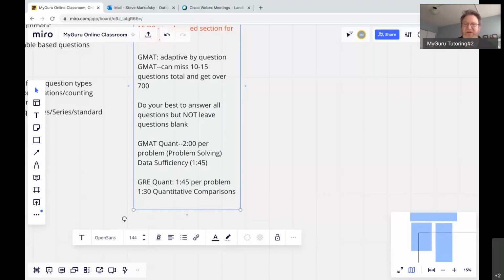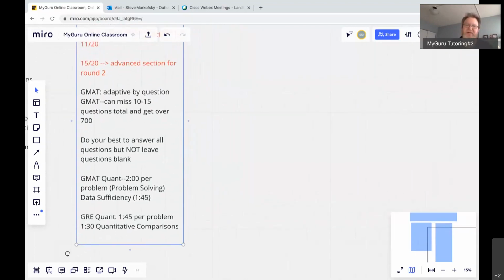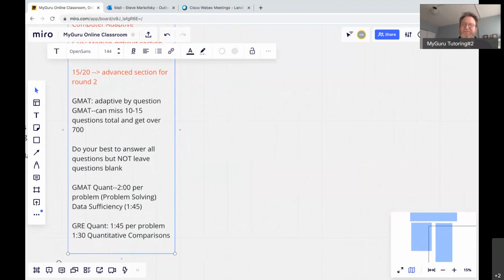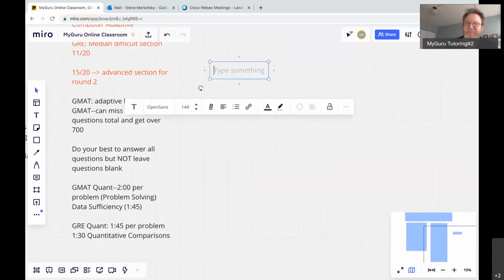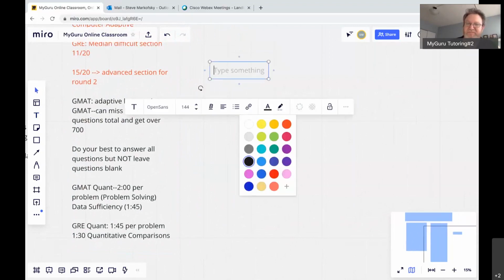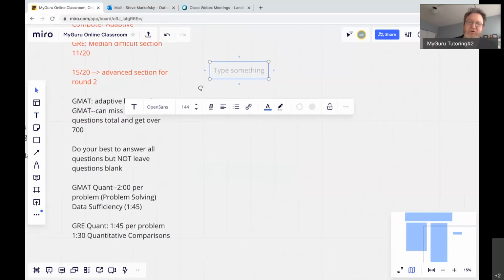So when you encounter a problem, there's a general set of strategies that can help you maximize your timing. The first thing, don't worry if you run over. It's okay to run over a little bit, but you don't want to run over too far.